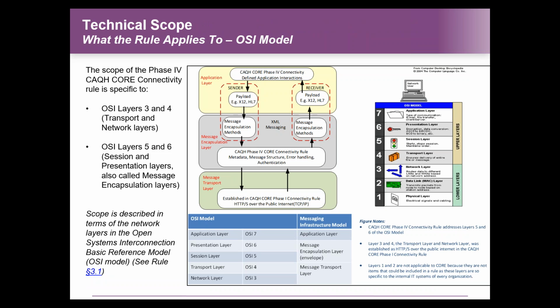So the technical scope of the connectivity rule, we've used the OSI model to define the technical scope. The model has 7 layers. It's shown on the far right of this diagram. The topmost layer being the application layer, and the message encapsulation layer is the other layers 6 and 5, the presentation layer and the session layer. And the transport and network layer are layers 4 and 3. The transport and network layer have been standardized by the core Phase I operating rules in terms of using the public internet and the HTTPS layer. So really our focus in Phase IV is layers 5 and 6 of the OSI model, which together form the message encapsulation layer. Next slide, please.